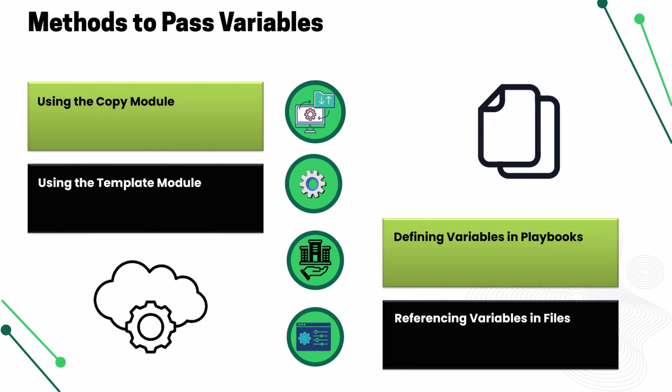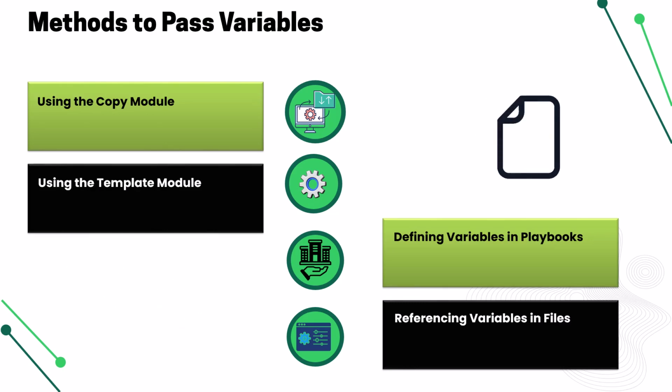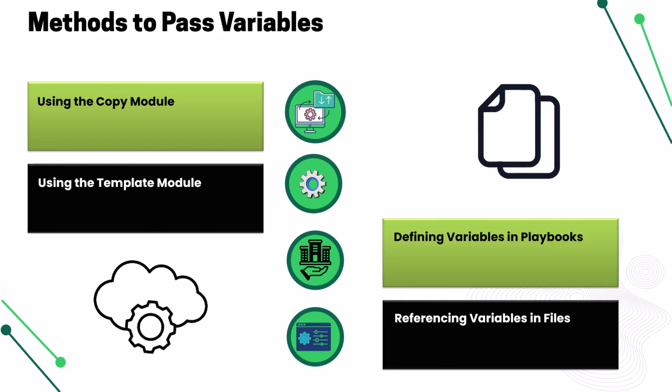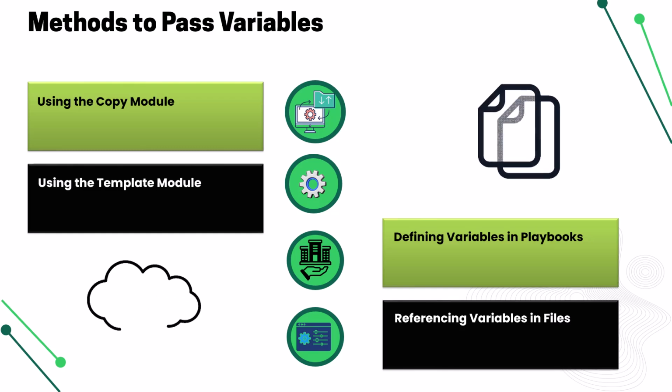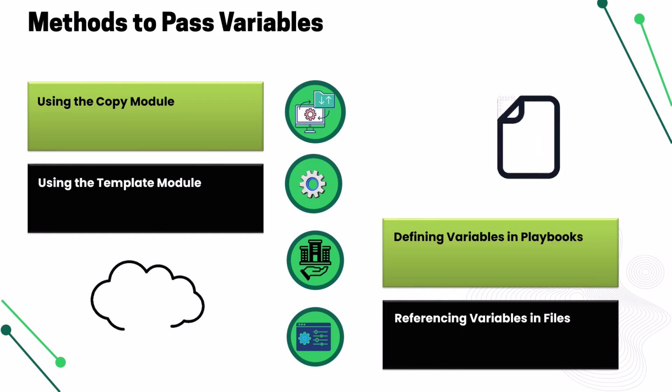Ready for action? We have multiple ways to pass variables in Ansible. Copy module is straightforward, literally copying a file. Template module brings more flexibility using Jinja 2 templates. Defining variables directly in playbooks works too, but isn't always practical. The best approach: referencing variables stored in files for cleaner and more maintainable automation.